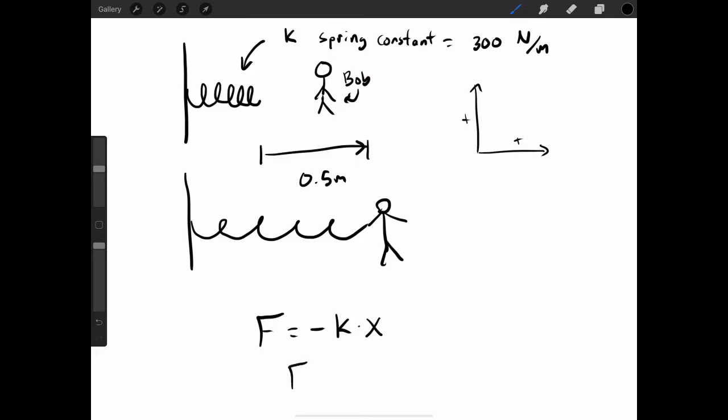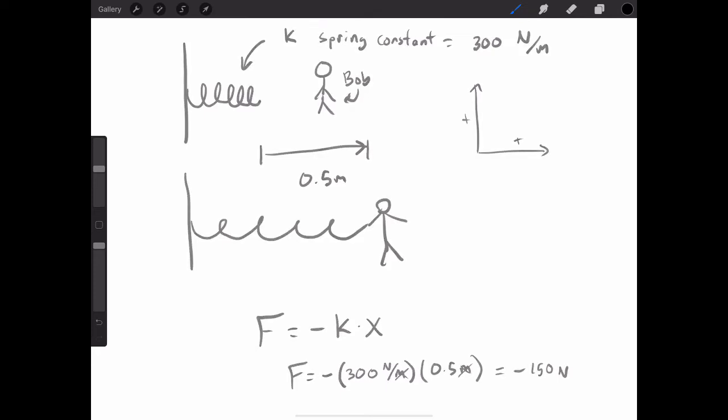So our force is going to be equal to negative our k value, 300 newtons per meter, times our distance we're stretching it by, which is a positive 0.5 meters. If you notice, the meters cancel out, and you're left with negative 150 newtons.